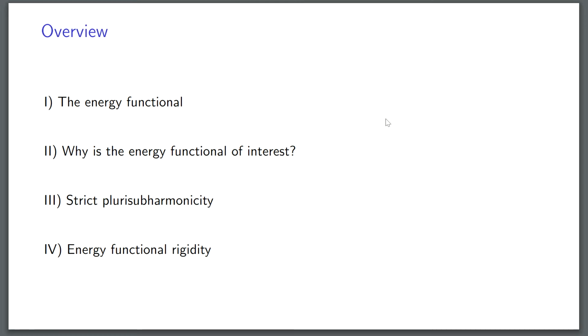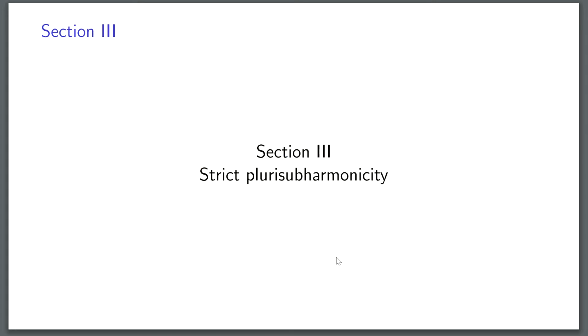Let's begin with an overview. In the first part we introduced the energy functional and discussed why it is a quantity that's interesting to study. And now in this second part, I will discuss two results regarding the energy functional: section 3 on the strict plurisubharmonicity of the energy functional and section 4 on the energy functional rigidity. Let's begin with the strict plurisubharmonicity of the energy functional.